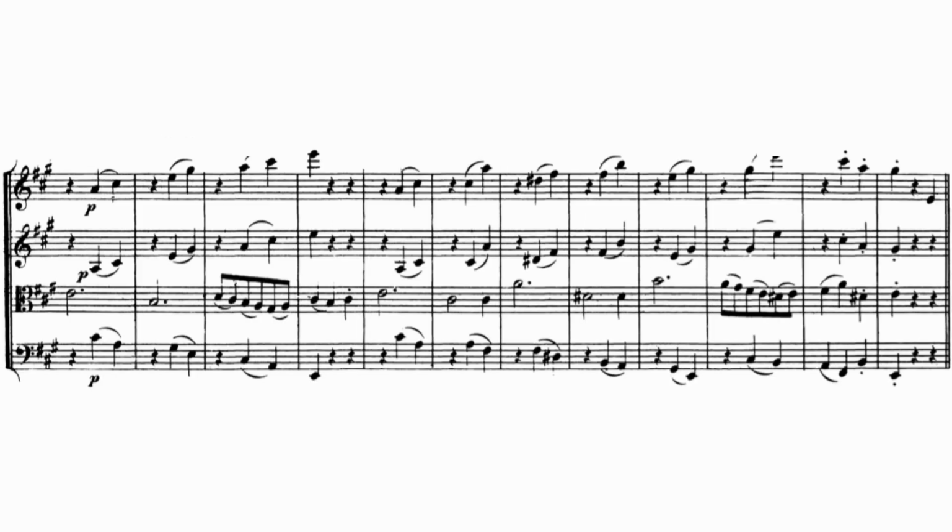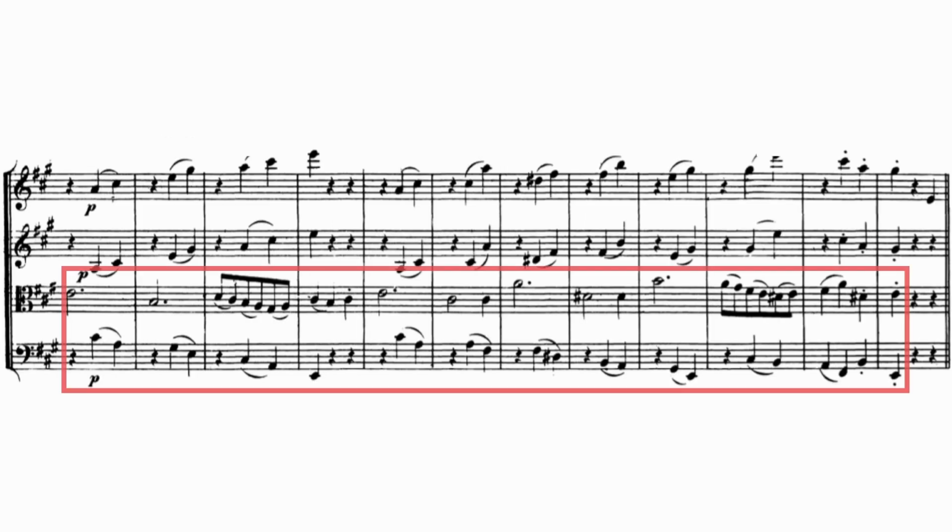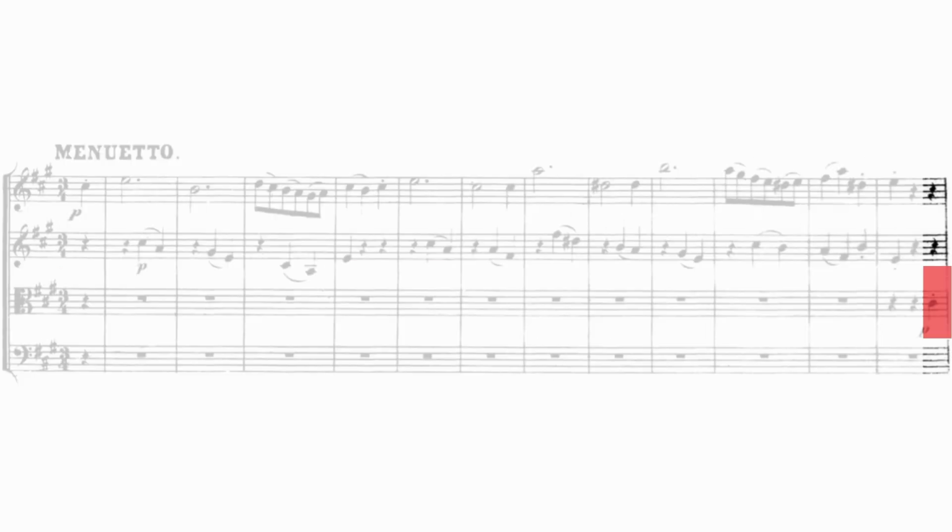Instead of the typical repeat of what we've just heard, Beethoven writes out the same material as a duet between the viola and cello, with the violins providing accompaniment.